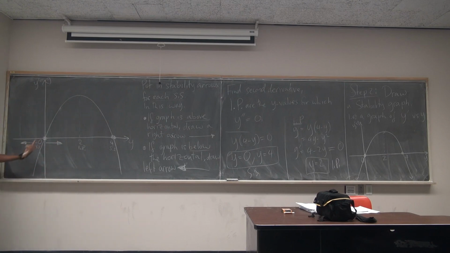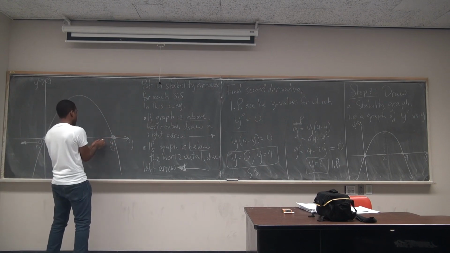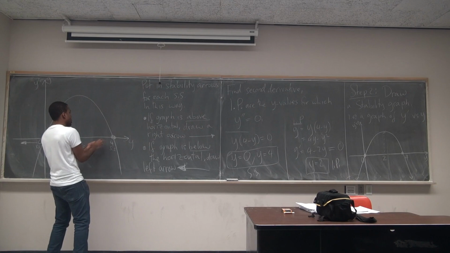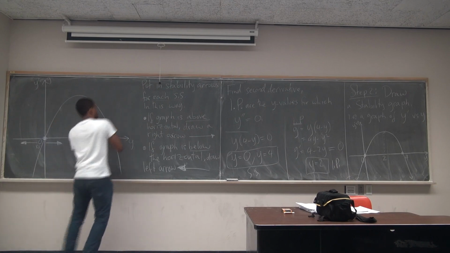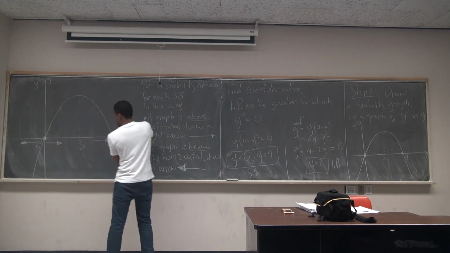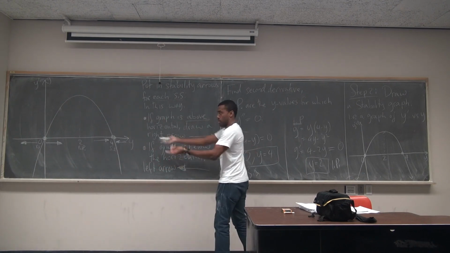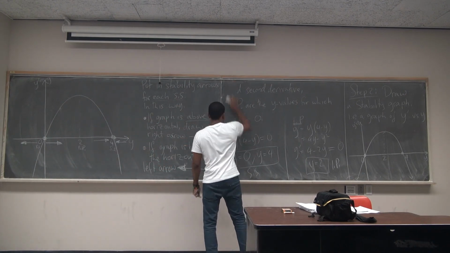I've just drawn stability arrows for this steady state. Move on to the next one. I'm to the left. Where do I draw the arrow? To the right. Why? The graph is on top of the horizontal. Move over here. Where do I draw the graph? To the left, because the graph is below the horizontal. I've drawn all the stability arrows for this graph.